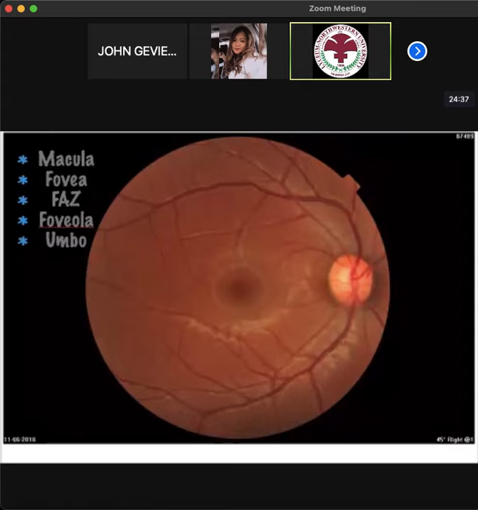Why? How do you say that this is the right eye? How do you identify if this is the right eye? Based on the optic disc. Yeah, so the optic disc is located usually where?